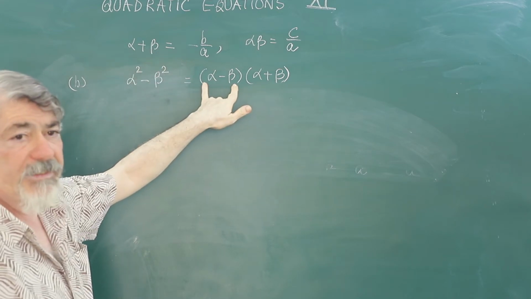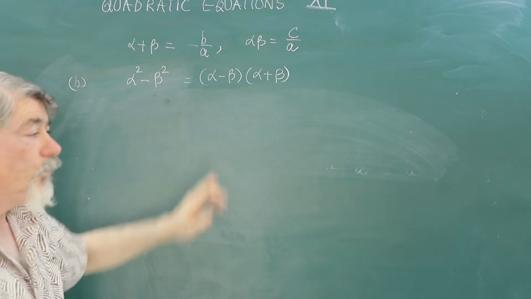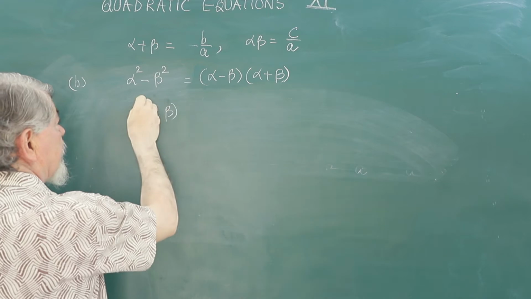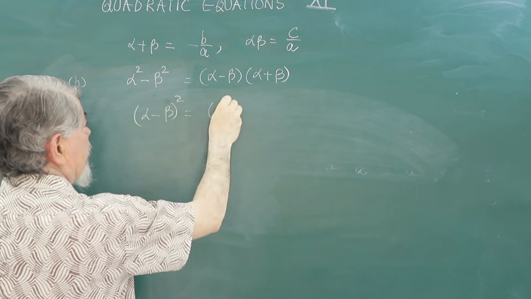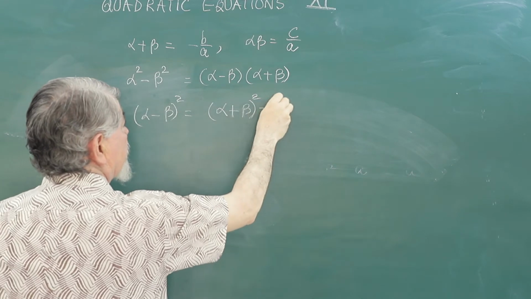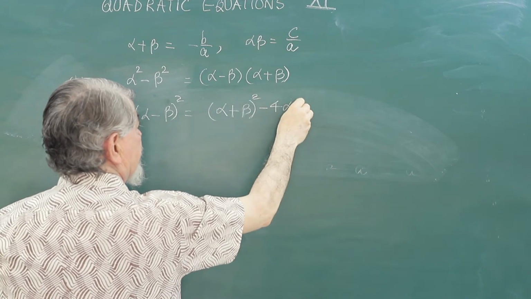I have to calculate alpha minus beta. I know we had told you a relation which relates alpha minus beta and alpha plus beta. Alpha minus beta whole square is alpha plus beta whole square minus 4 alpha beta.